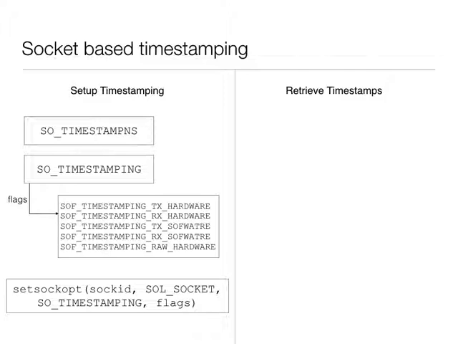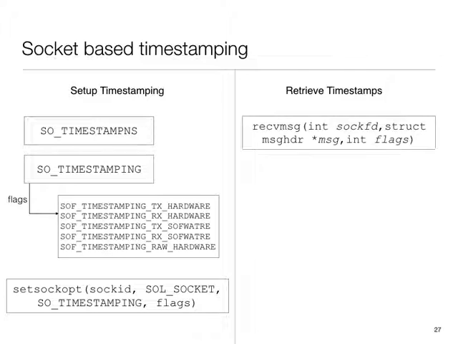how would you actually retrieve the timestamp? In the big picture slides, some slides before, what I've shown is that now you have the value in the register. What you have to do is to take that value from the register up the stack to the application, right? And that's where you use this API, the receive message API. And this is the same socket which you use to actually set up timestamping. And this is the message.